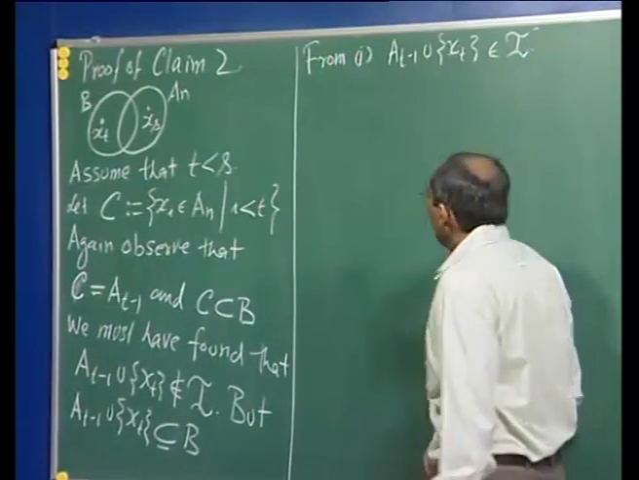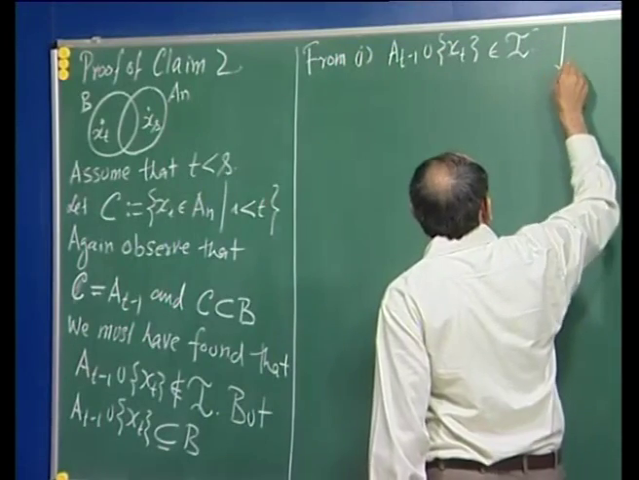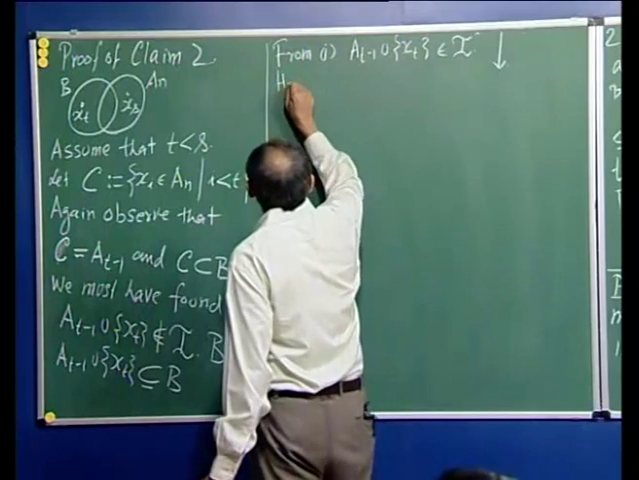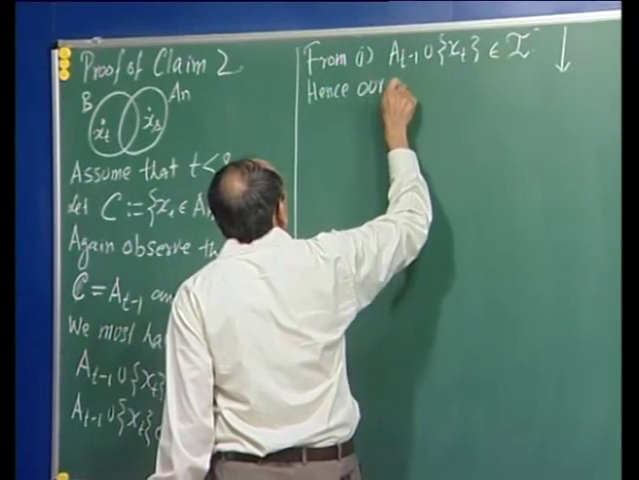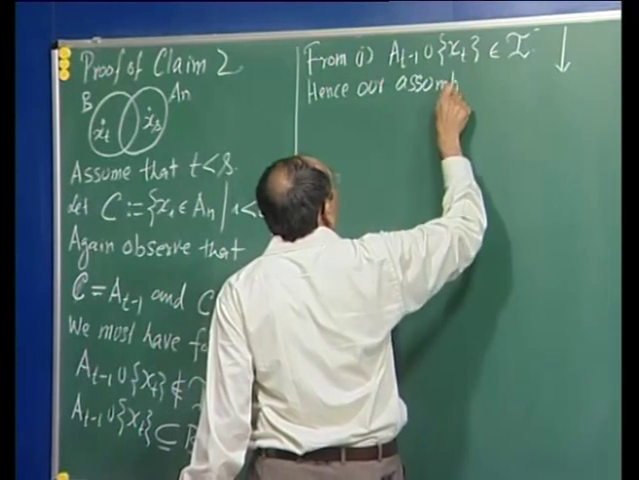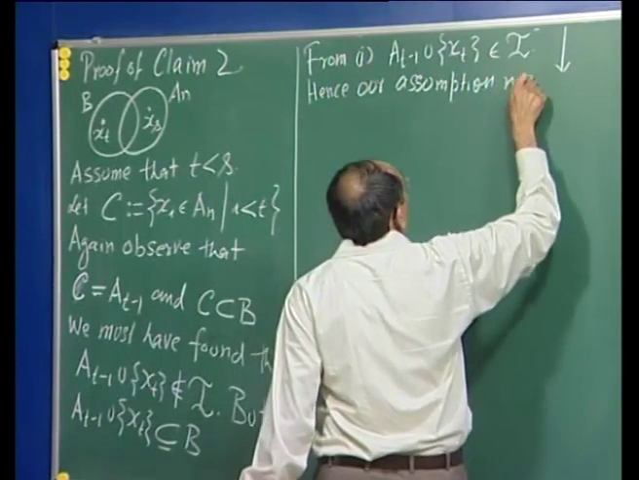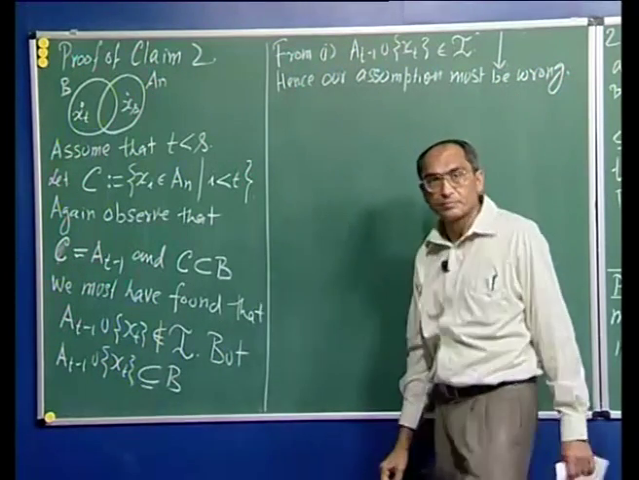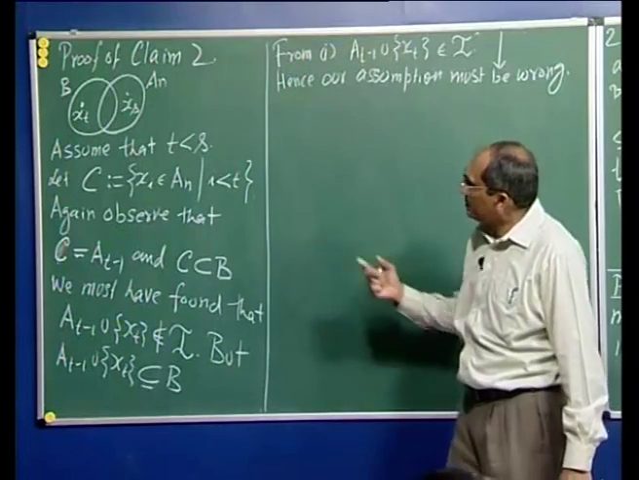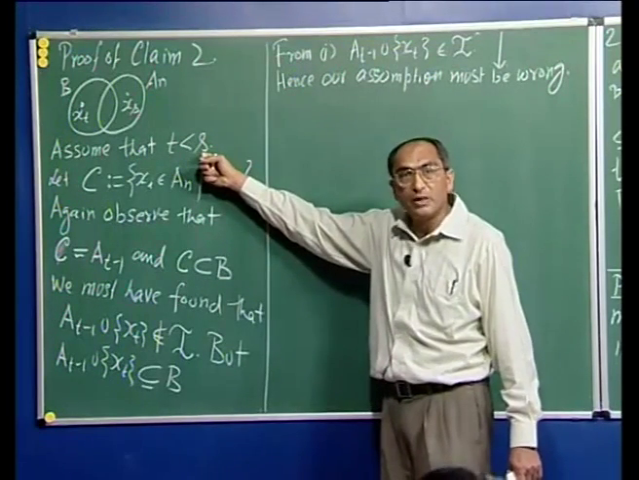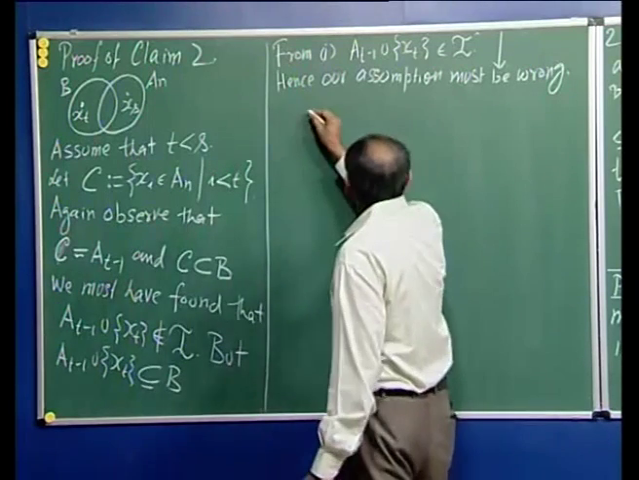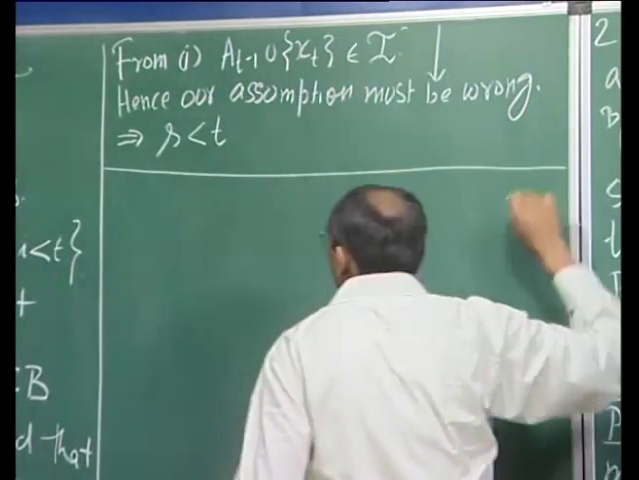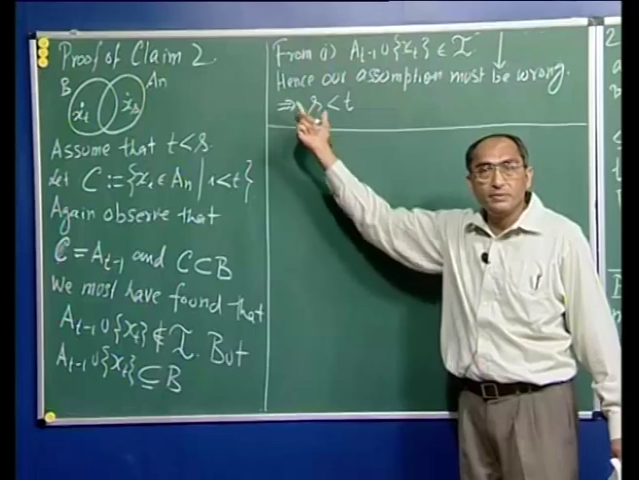Once again, what we have found is there is a contradiction. Hence, our assumption must be wrong. And since S and T are distinct, the only option left is that S is strictly less than T. So, that is the objective of the second claim which we have established.